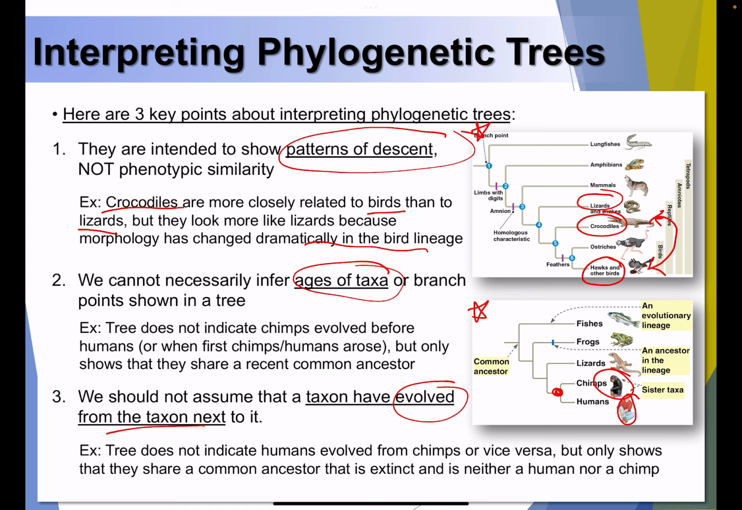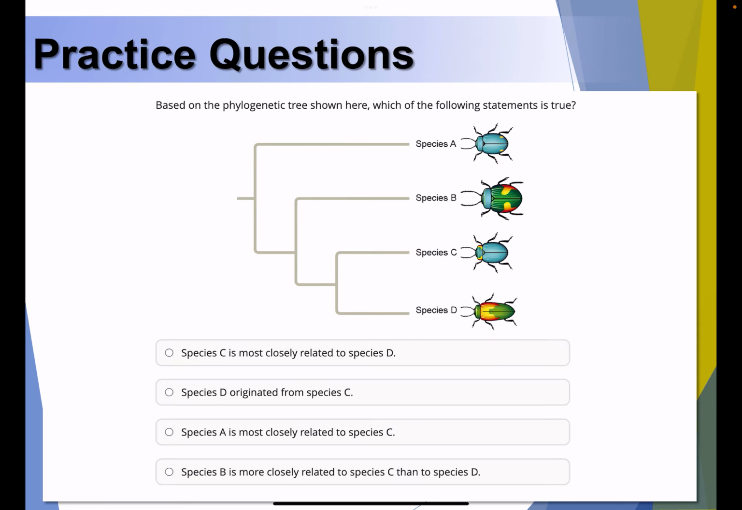Okay? So those are the three key things about interpreting general phylogenetic trees. And like I said, there are exceptions, which I'll get to in a bit. Now, before we continue with the next section of the chapter, let's quickly do a few practice questions about interpretation of phylogenetic trees, as I know it can be confusing at first. So let's go over these three questions really quick before we move on.